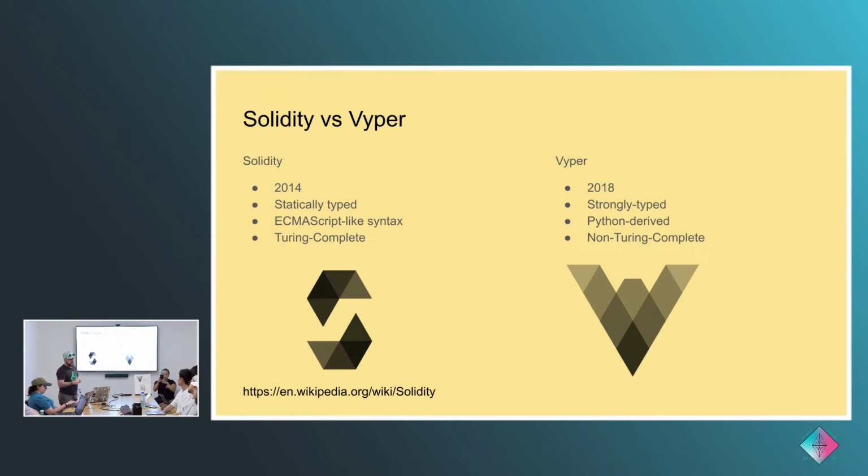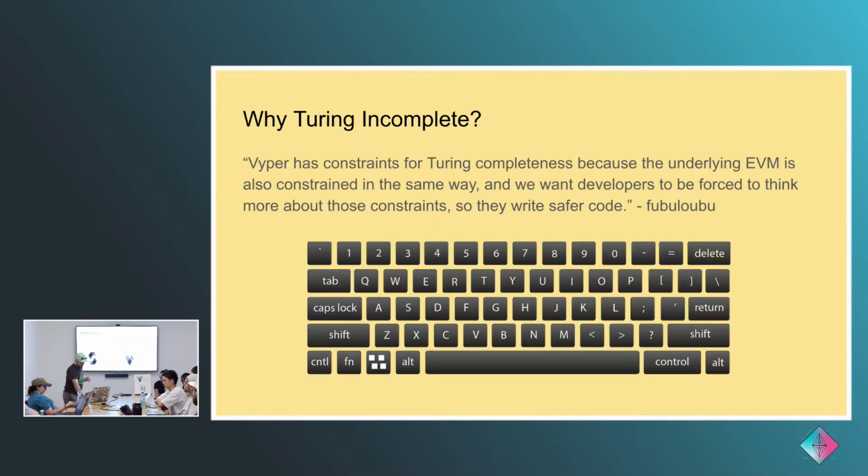Vyper, on the other hand, was originally a research-based language in 2018, strongly typed, derived from Python, and it is non-Turing complete. And you're saying, okay, what's up with this Turing completeness? Why does that even matter, right? When you think about the EVM, the virtual machine itself is non-Turing complete. So you're like, well, what's that about?